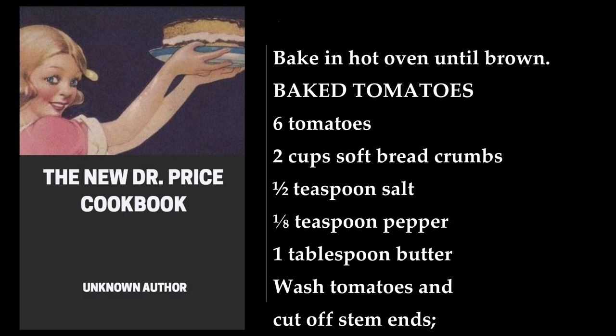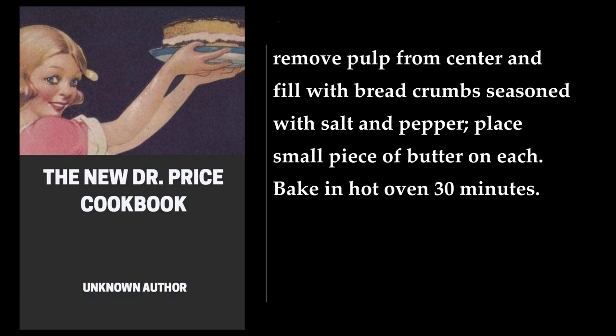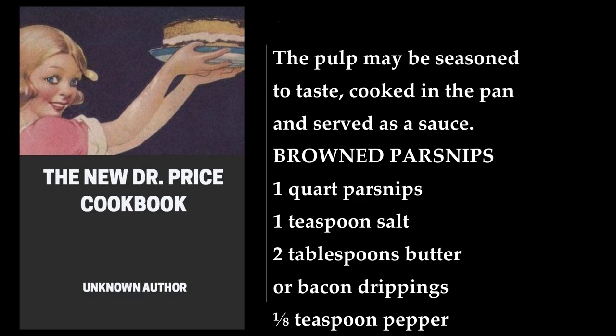Baked tomatoes. 6 tomatoes. 2 cups soft bread crumbs. 1/2 teaspoon salt. 1/8 teaspoon pepper. 1 tablespoon butter. Wash tomatoes and cut off stem ends. Remove pulp from center and fill with bread crumbs seasoned with salt and pepper, place small piece of butter on each. Bake in hot oven 30 minutes. The pulp may be seasoned to taste, cooked in a pan and served as a sauce.